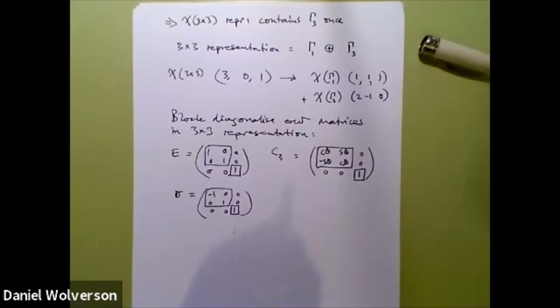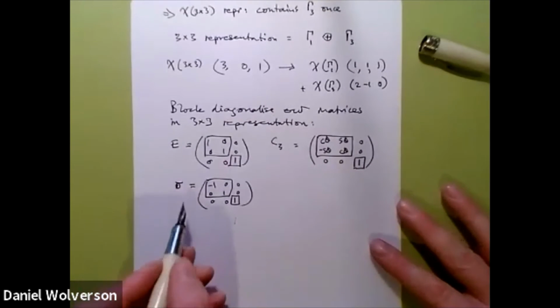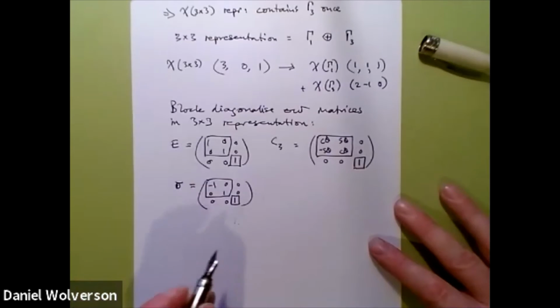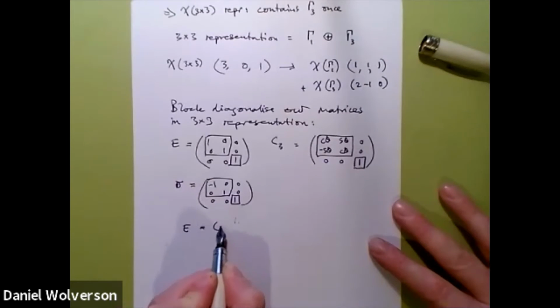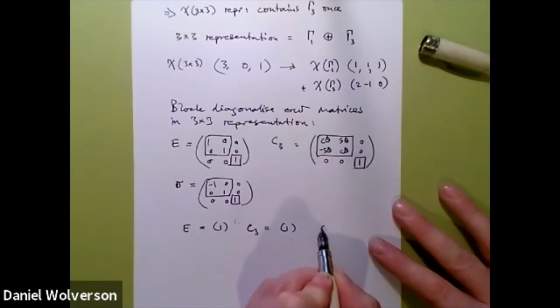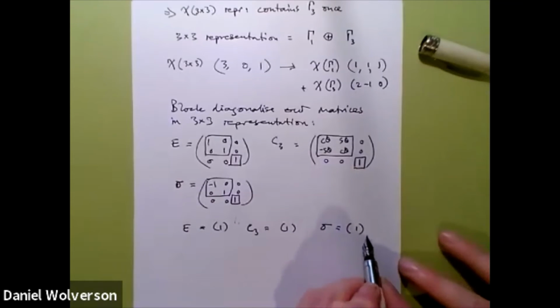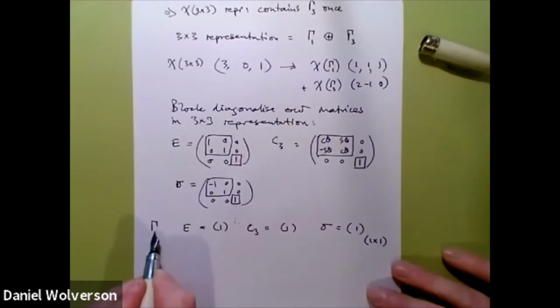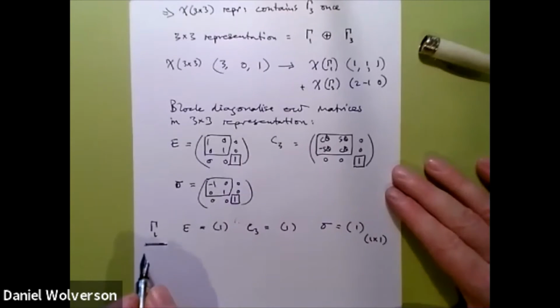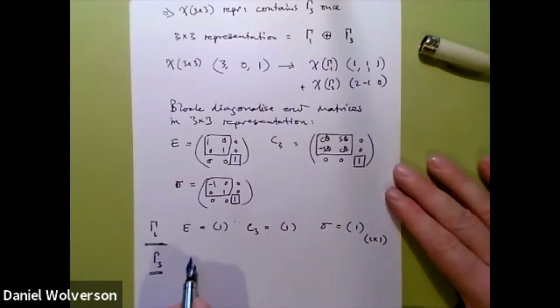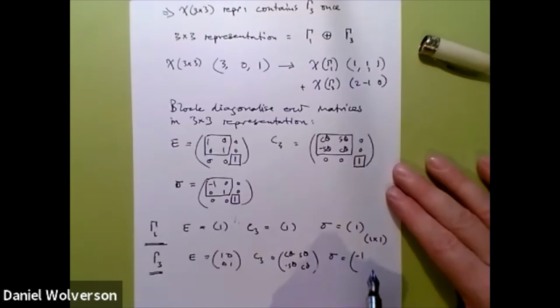And what we've been saying today hopefully now becomes clear, because what I'm saying is that from my 3 by 3 representation, there are 2 representations that make this up. One of them is the representation E equals 1, C3 equals 1, sigma equals 1 in 1 by 1 matrices. And that's clearly the gamma 1 representation, where everything is a 1 by 1 matrix containing a 1. And then the gamma 3 representation: E equals 1, 0, 0, 1. C3 is cos theta, sine theta, minus sine theta, cos theta. Sigma is minus 1, 1, 0. And that's a 2 by 2 representation.